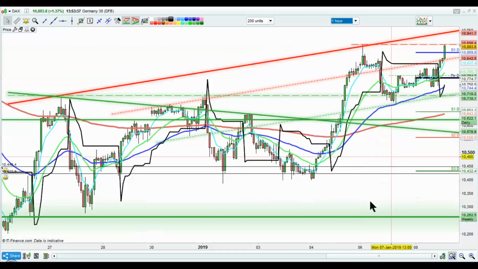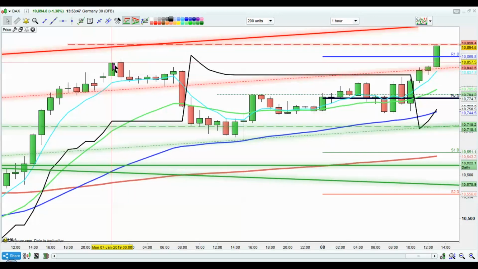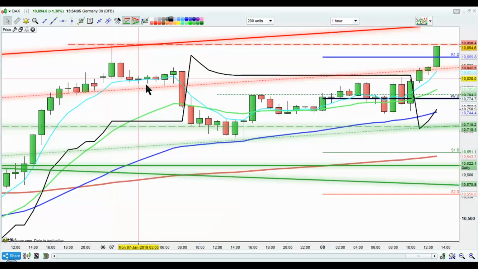Okay, so this is a 1 hour chart. On the 1 hour chart, the previous high level was on Monday, and it hit there. So that was just testing that level before it pulled back. This was on Monday at 7 o'clock in the evening on the DAX. Okay, so it came, touched the level, and then it started to sell off again.